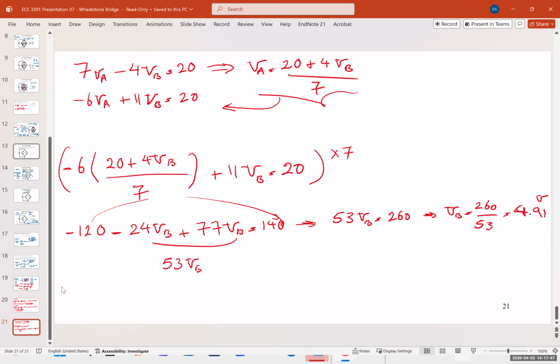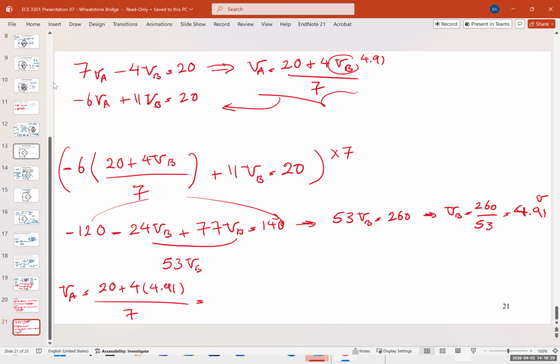Now, for the second one, we can do the same. We already know what VB is. I'm going to replace it by 4.91 in this. So VA would be 20 plus 4 times 4.91, let's say, divided by 7. Can someone calculate this? 20 plus 4 times 4.91, I think 19 something, 19.64. And the total would be 39 point something.